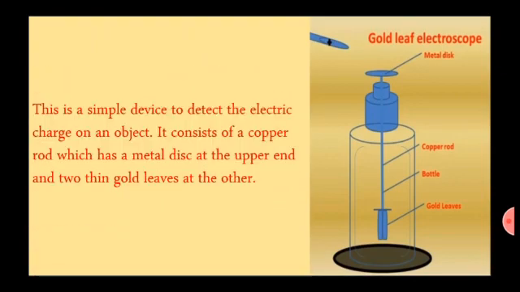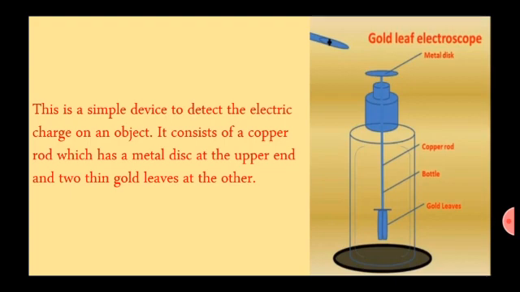This is a simple device to detect the electric charge on an object. It consists of a copper rod which has a metal disc at the upper end and two thin gold leaves at the other. The rod is placed in a bottle so that the disc is above the bottle.